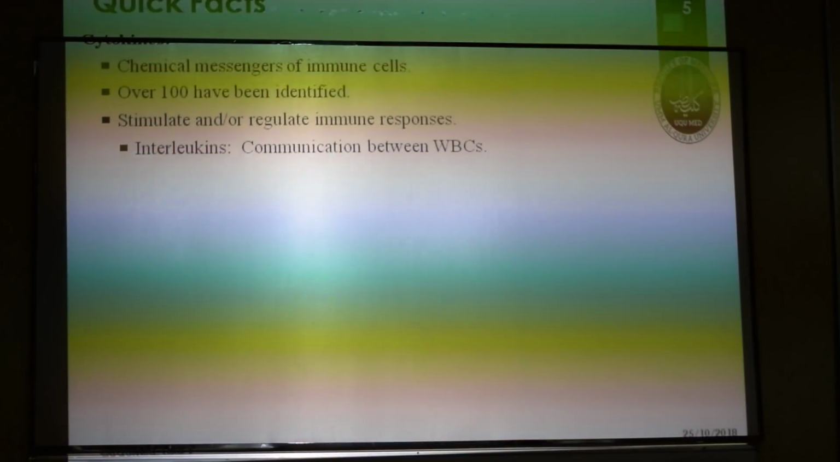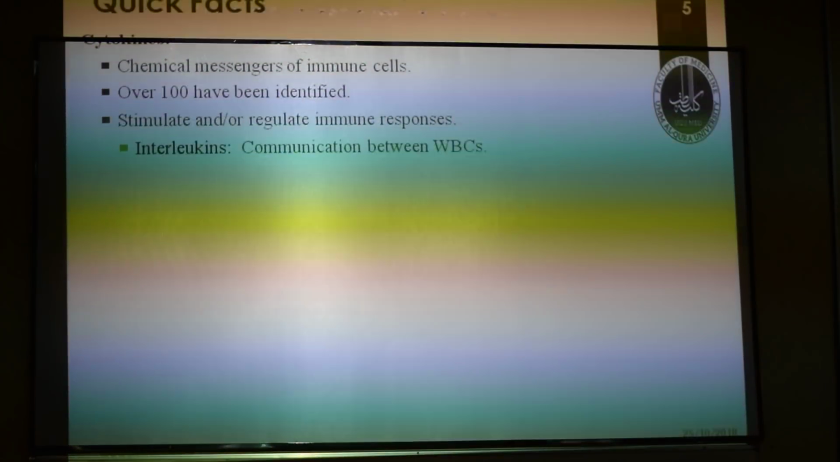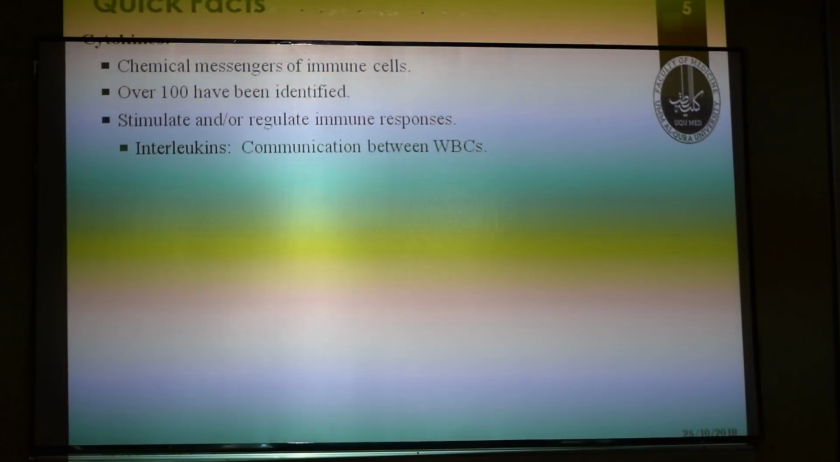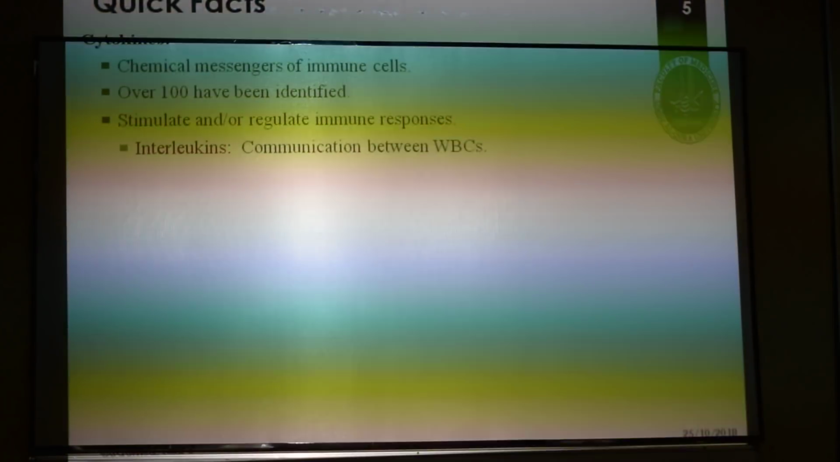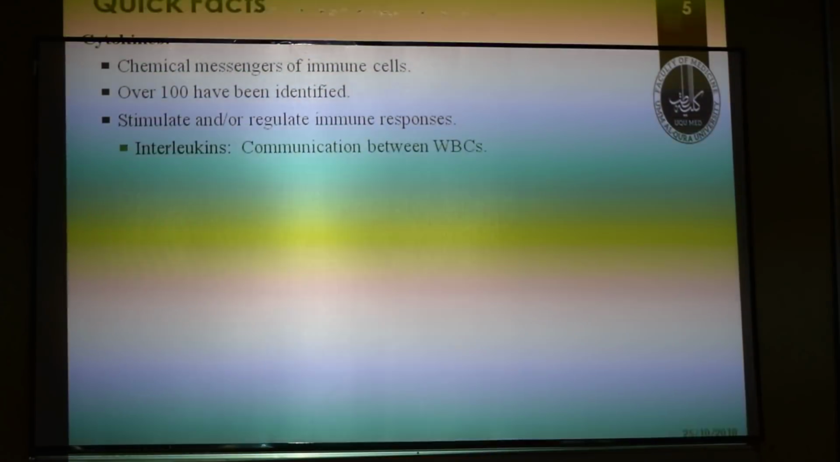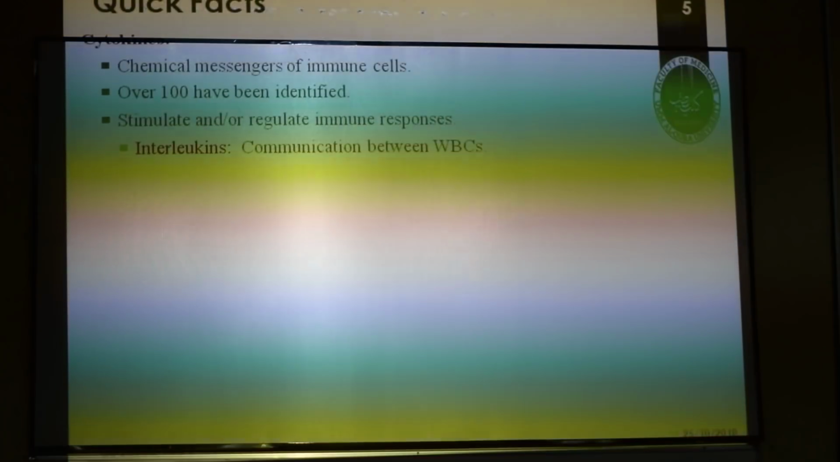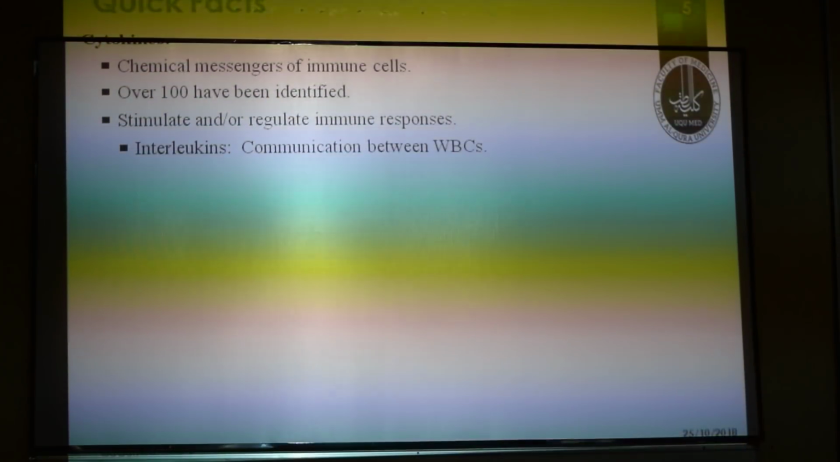Why? Because white blood cells can talk, so a macrophage can talk with a T cell, can talk with a dendritic cell, but at the same time, sometimes they have to talk with other cells, like the epithelial cells or the liver cells. So interleukin will not do this. Interleukin is only between white blood cells.